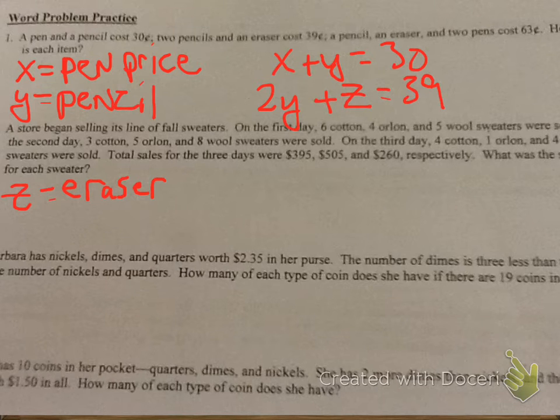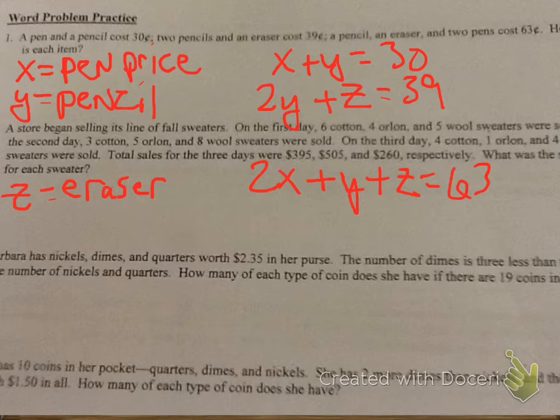Now look at the next one. Again, be careful. A pencil, which is Y, plus an eraser, which is Z, plus 2 pens, which are 2X. And so I'll go ahead and put the 2X first. 2X plus 1 pencil and 1 eraser equals 63.